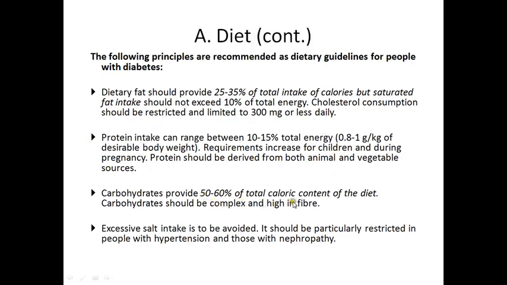Carbohydrates should be 50 to 60% of total caloric content of the diet. Carbohydrates should be complex and high in fiber. So it should have a low glycemic index. Glycemic index is the rapidity with which the glucose level rises in the body when you take a food. So sugar you take will shoot the glucose levels at a very rapid rate, so it has a high glycemic index. And the foods' glycemic index is compared to that of a slice of white bread.